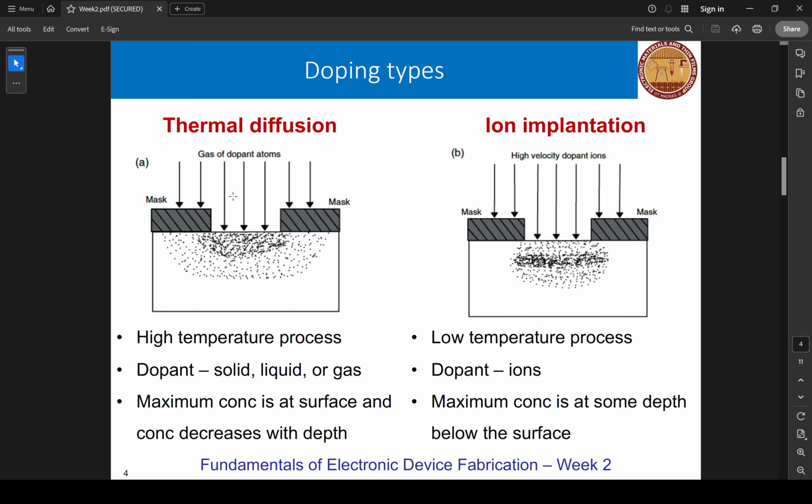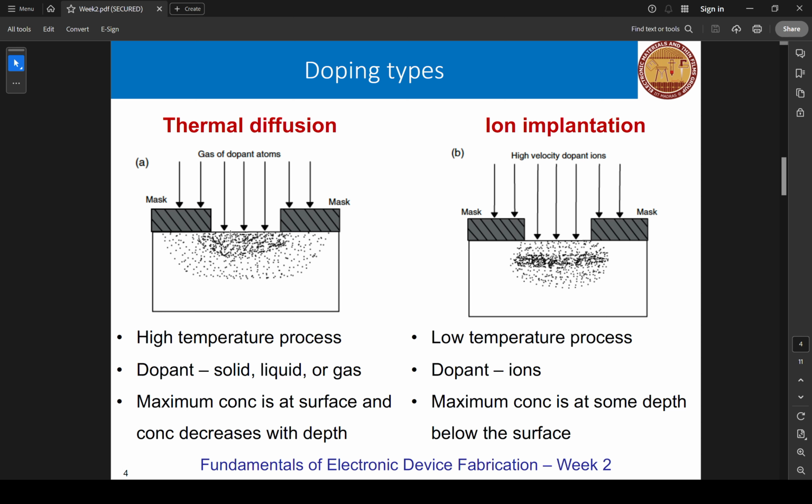And if vacancies are there in the material, will that be helpful for the diffusion process? I don't think so, but yeah, vacancies will help you, because in diffusion basically you want to replace the silicon in the lattice with your dopant atom.